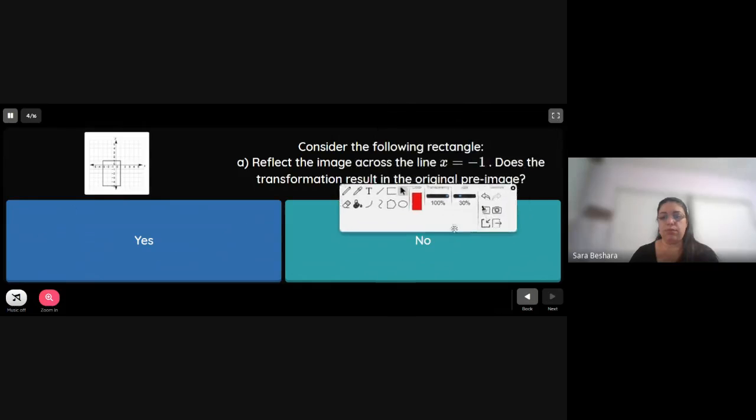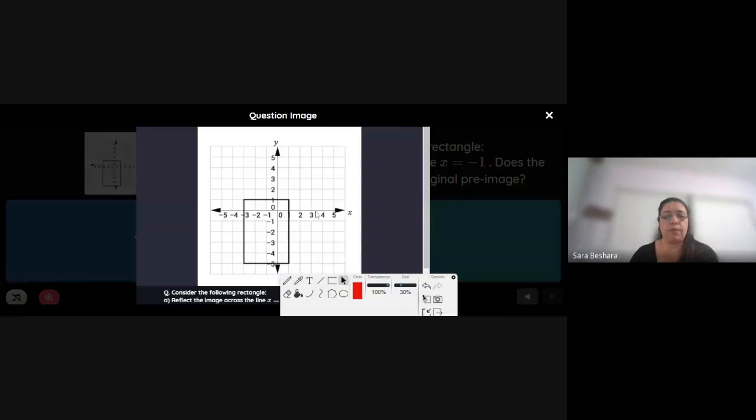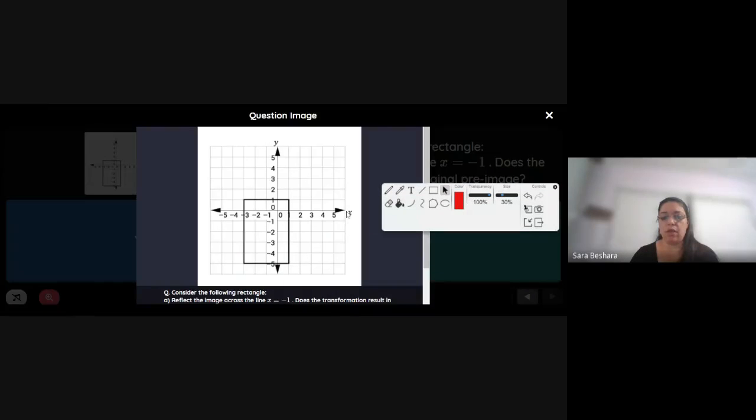So consider the following rectangle. Reflect the image across line x equal to -1. Does the transformation result in the original pre-image? Let's take a look. Here's our triangle where x equal to -1 on the x-axis, where -1 is a line. So that's really what x is equal to -1. So just make a big red line here.